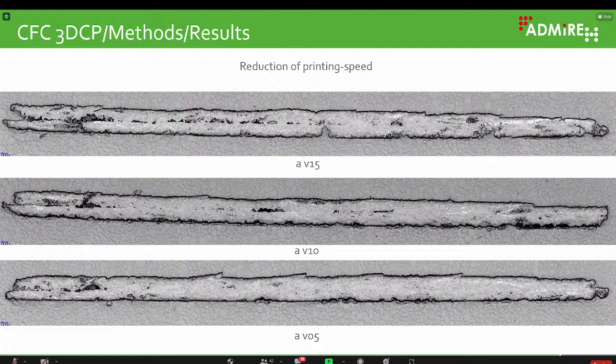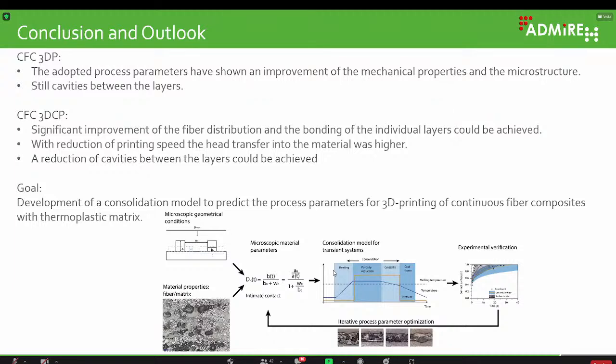So we decreased the printing speed up to 5 millimeters per second, and you can see there a low cavity content. So let's come to the conclusion. With the optimization of the parameters in terms of consolidation and speed, we could enhance the material properties and also reduce the cavity contents inside.